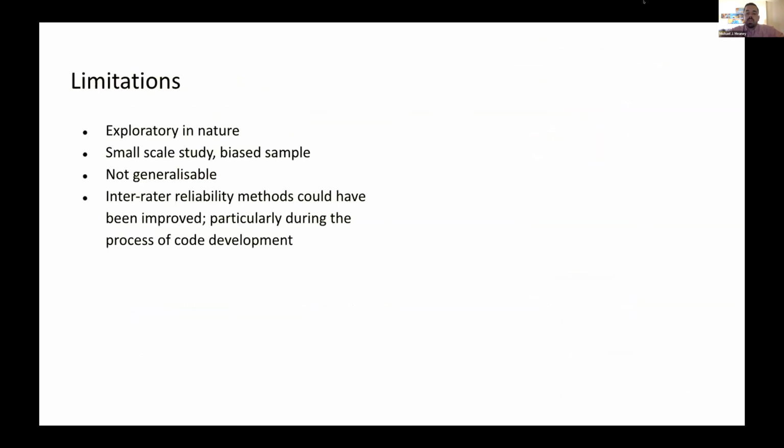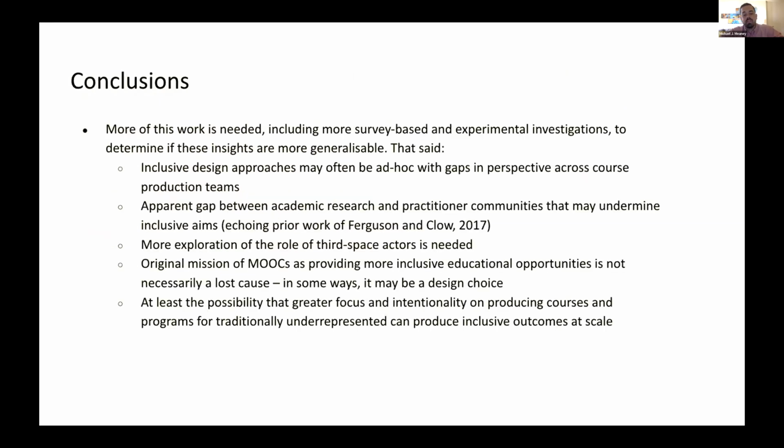So as I mentioned, this was exploratory in nature. It's quite small scale. It's not generalizable, and there could have been some better inter-rater reliability methods pursued. All that said, here are my bottom line conclusions. Inclusive design approaches may often be ad hoc and with gaps in perspectives across course production teams. There's an apparent gap between academic research and practitioner communities that echoes prior work. And there's more exploration needed of the role of the third space actor.